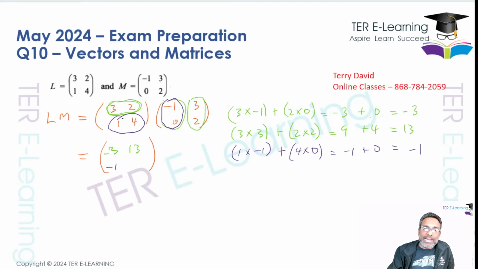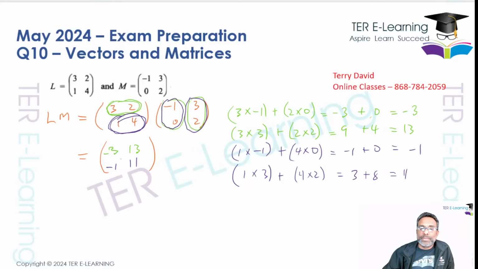And then to work out the last number in the matrix, it's going to be this row multiplied by this column. That's going to be 1 multiplied by 3 plus 4 multiplied by 2. So 3 plus 4 2s are 8, which is 11. So it's minus 3, 13, minus 1, 11. So that's your matrix multiplication there.